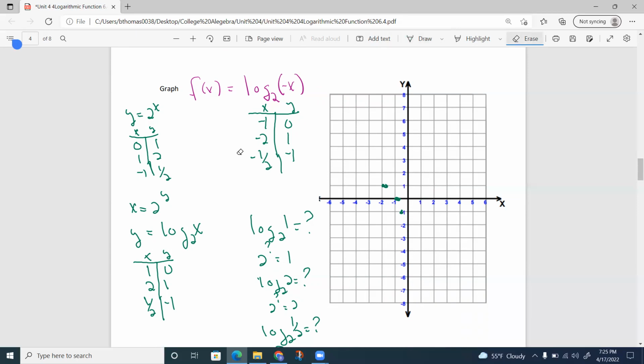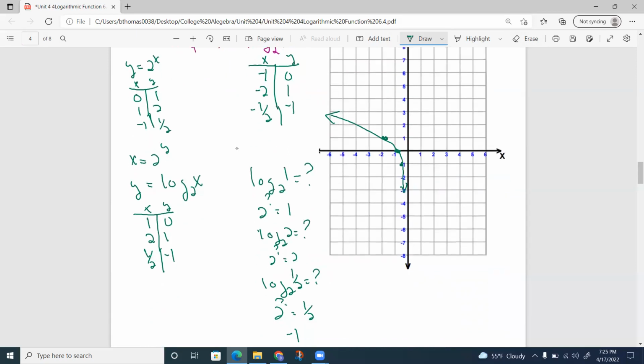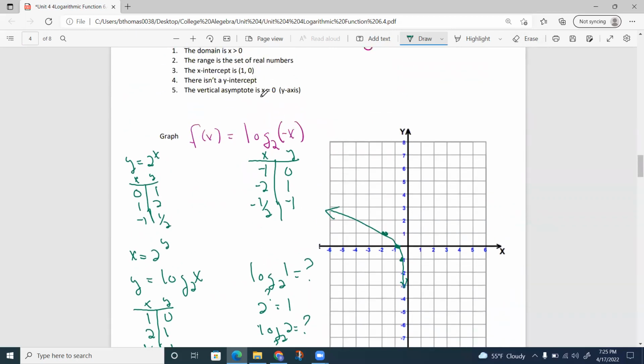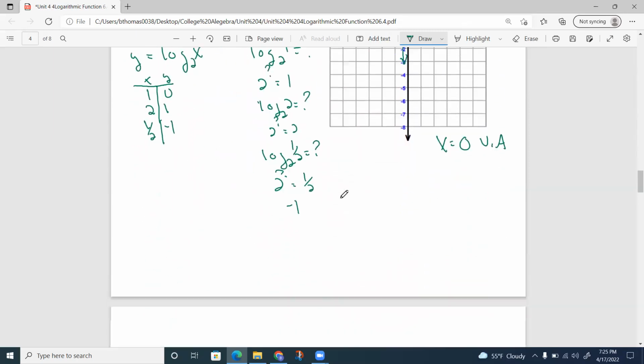These points are now moved over, and this becomes the graph of my new function. It takes on this look. Notice that the y-axis is the vertical asymptote. So x = 0 is the boundary line. That's the vertical asymptote that's imperative in graphing this. That's basically what we need, the vertical asymptote. We have to pay attention to it, and then if we can identify some ordered pairs, we can graph the function.